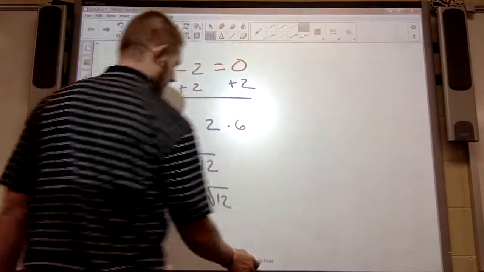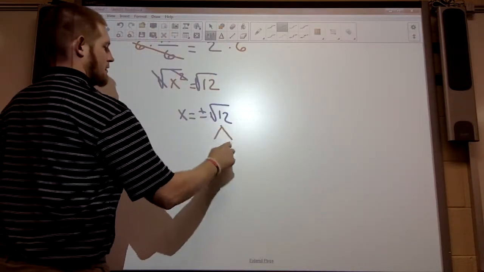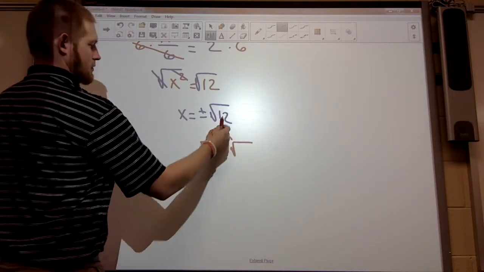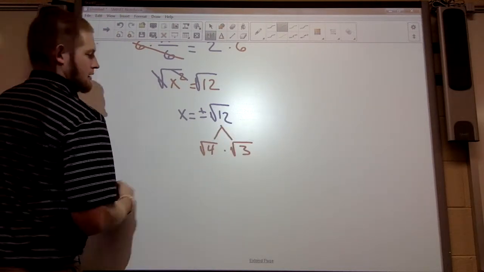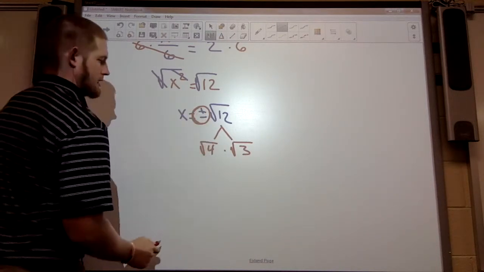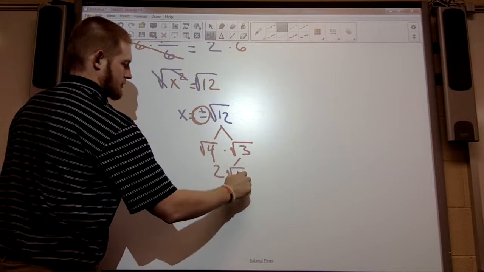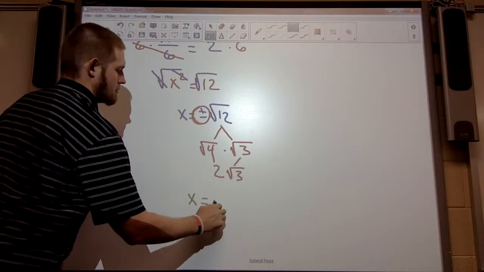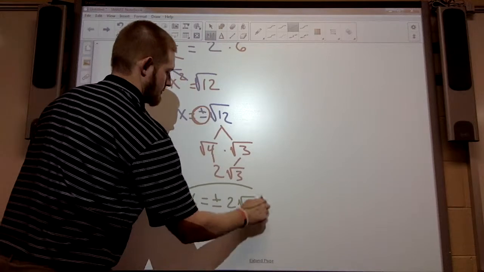Hopefully you found out that I can take a 4 out of this. So I should have the square root of 4 times the square root of, well, what is 12 divided by 4? It's 3. And notice 4 times 3 is 12. Don't forget about this. You're going to have to bring this down. I'm not going to write it right now, though. The square root of 4 is 2. Square root of 3 is just the square root of 3. So my final answer should be x equals plus or minus 2 square roots of 3.